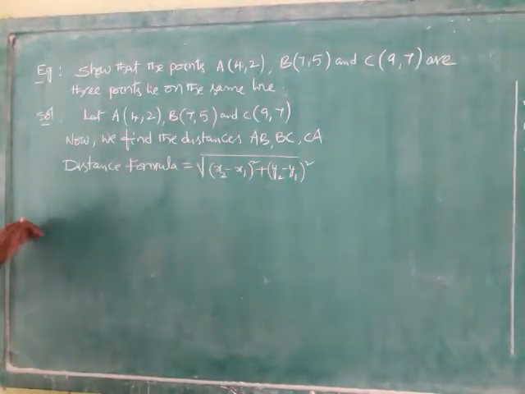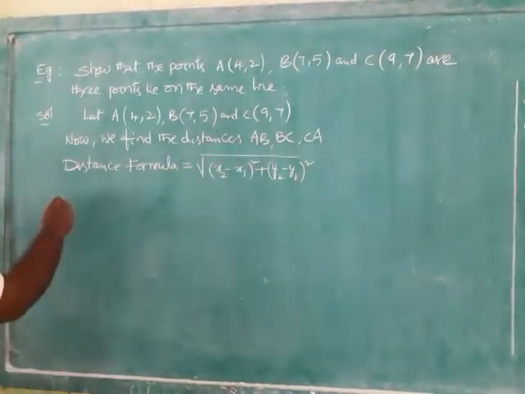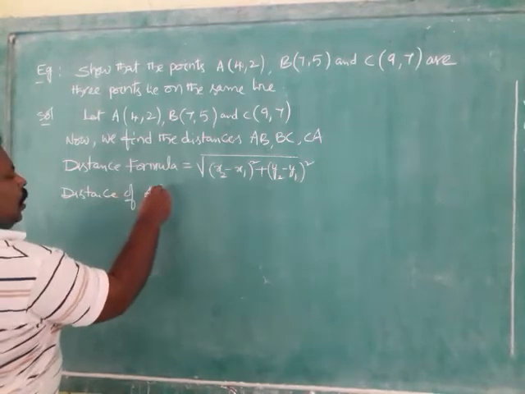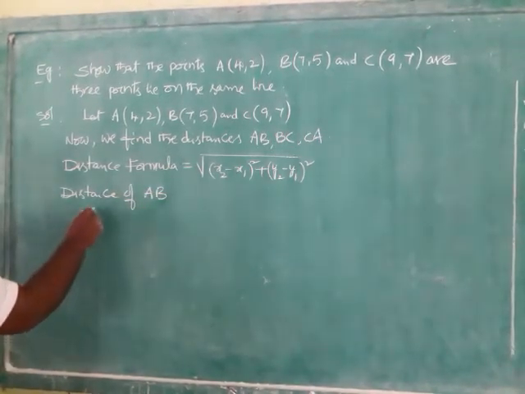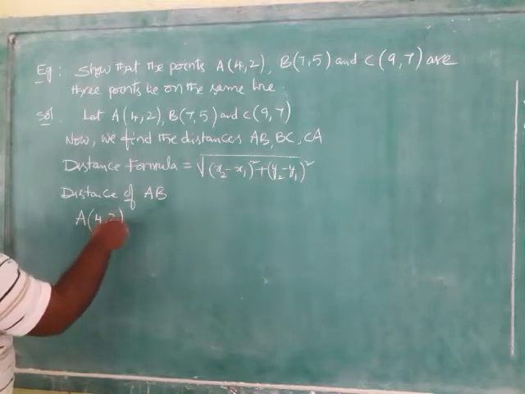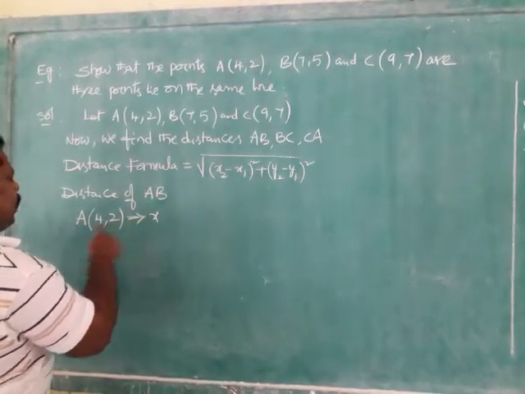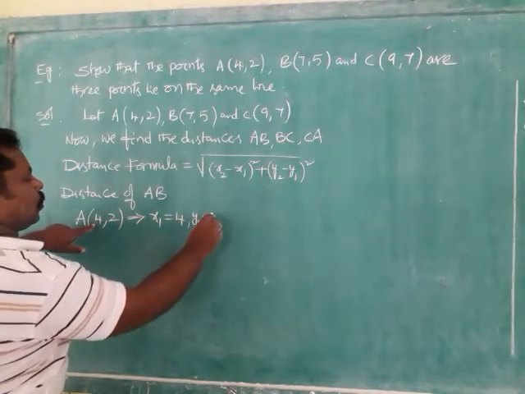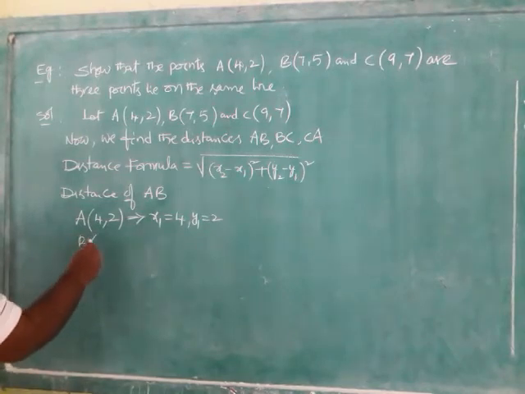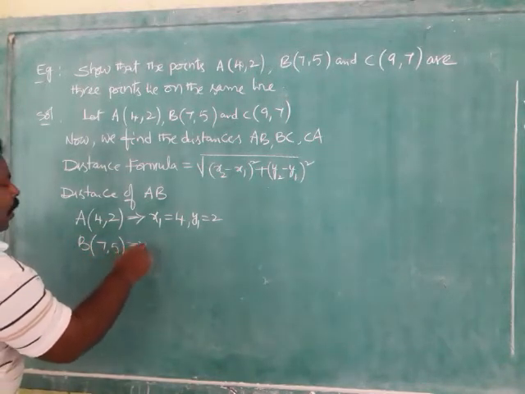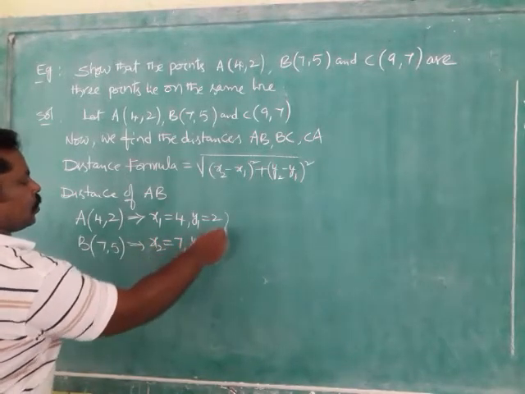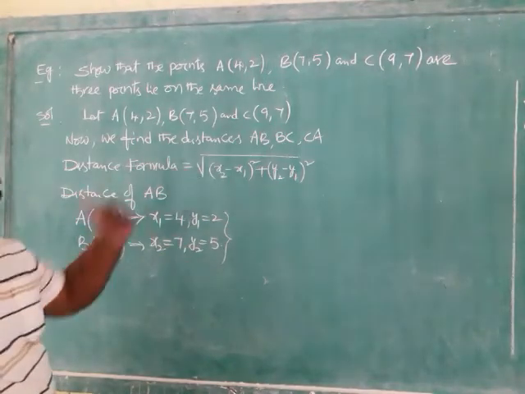First of all, we are going to find the distance of AB. The A point is (4, 2), so let x1 is 4, y1 is equal to 2, and the B value is (7, 5), so x2 is equal to 7, y2 is equal to 5. Substitute these values in this formula.